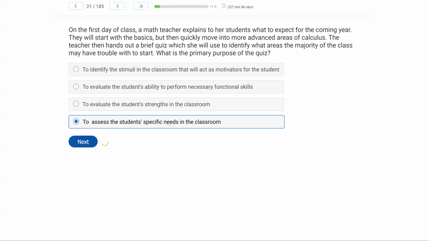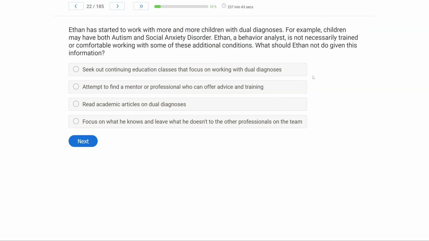Move on. Ethan has started to work with more and more children with dual diagnoses. For example, children may have both autism and social anxiety disorder. Ethan, a behavior analyst, is not necessarily trained or comfortable working with some of these additional conditions. What should Ethan not do given this information?